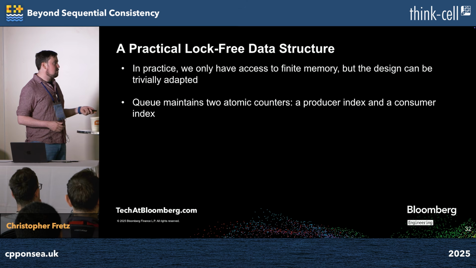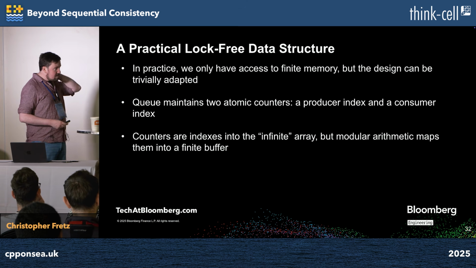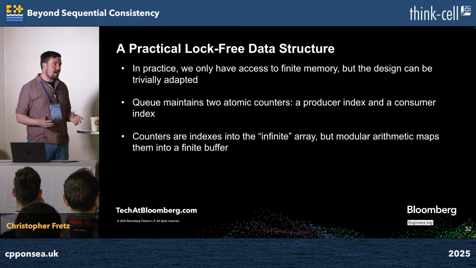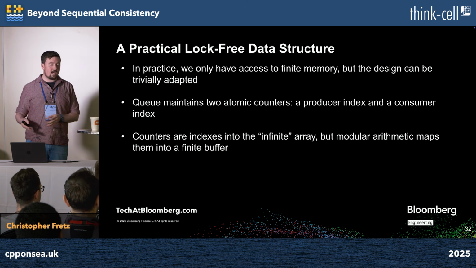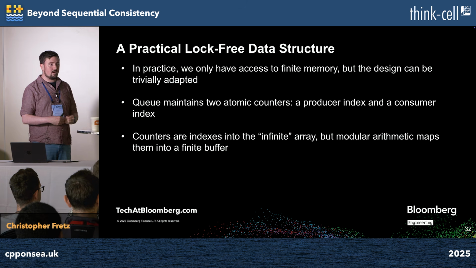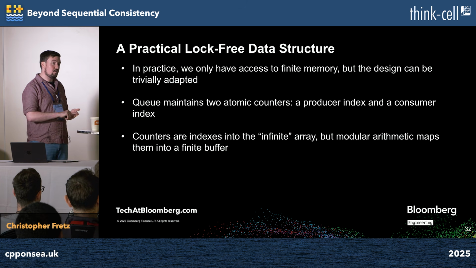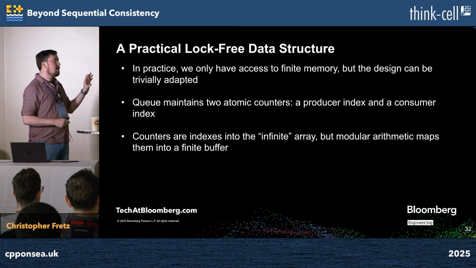So our queue still maintains two atomic counters, a producer index and a consumer index. And the counters are still logically indexes into the infinite array, but we use modular arithmetic to map them into a finite buffer. But we still have the guarantee that the indexes only increase, because they are logically indexes into the infinite array.